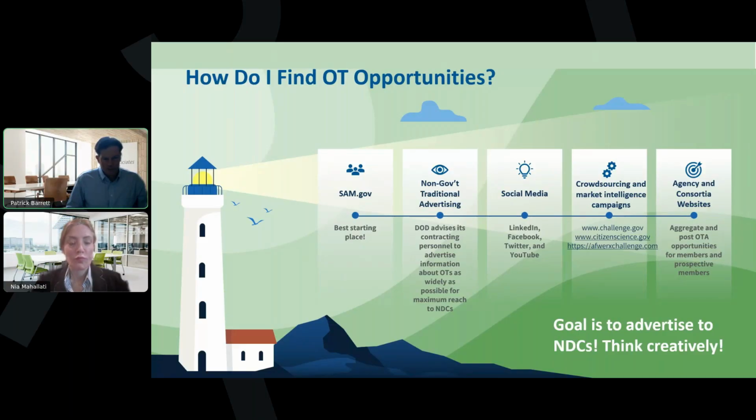The government is also trying what I would call non-traditional advertising overall. So they're looking for other ways to get information out, because remember, they're trying to reach non-traditional defense contractors. So if you're a non-traditional, you may or may not spend a lot of time on SAM.gov. So they've created websites, they've created distribution lists, lots of different ways for the government to reach out and try to connect with these non-traditional companies.